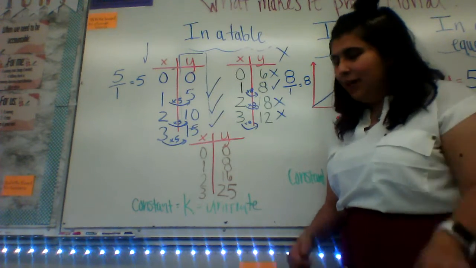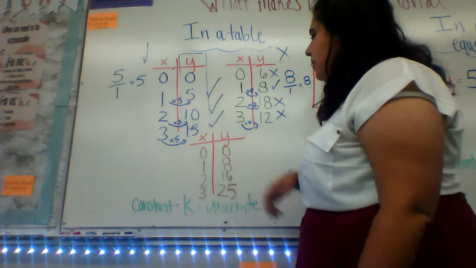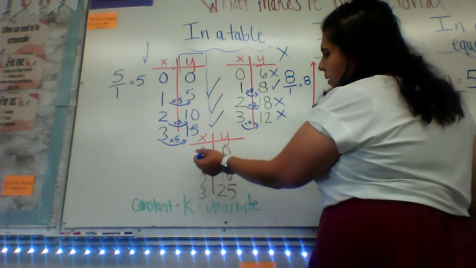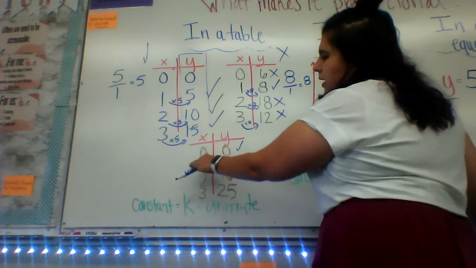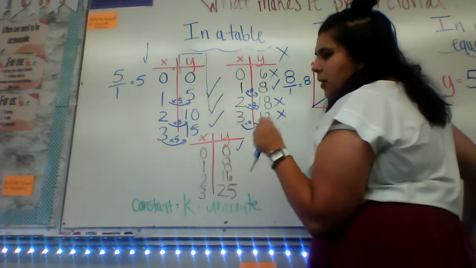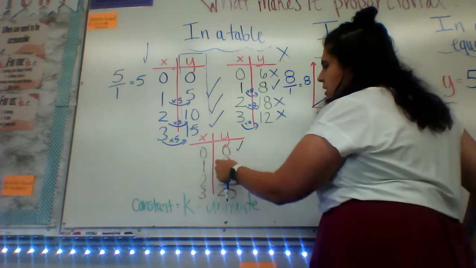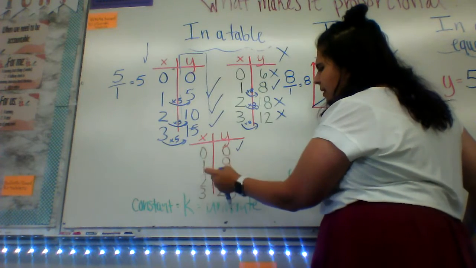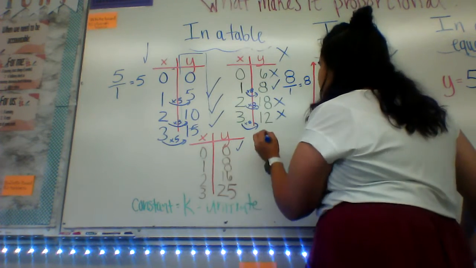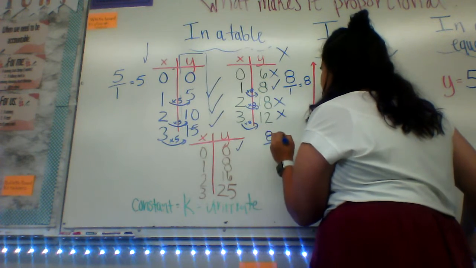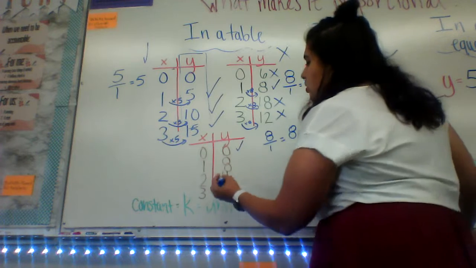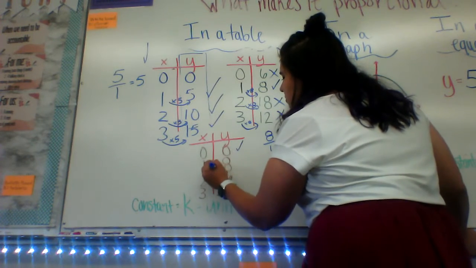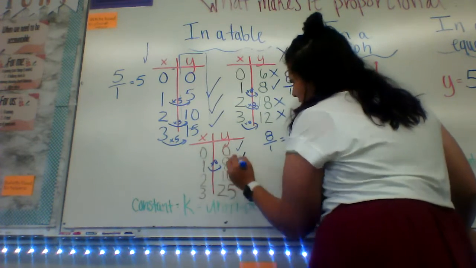Okay, let's try it. So first, let's start with our zeros. I see 0 here and a 0 here. So that checks out already, because when I put in 0, I got 0. So good. So let's try it again. 1 and 8. So that means I'm going to do 8 divided by 1 again. So that means it's going to be 8. So my unit rate should be 8. So I'm going to do 1 times 8. That gives me 8. So that's good.